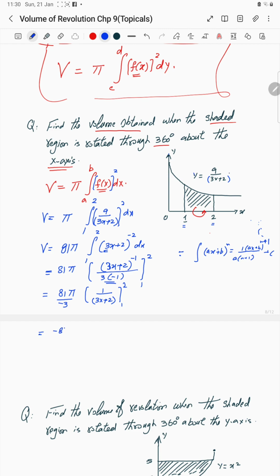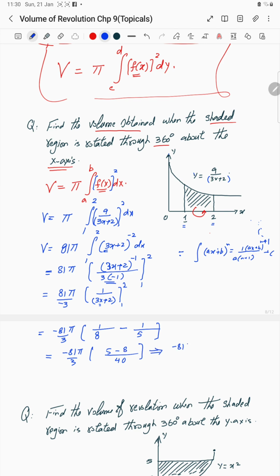It's minus 81 pi by 3. We will solve it later. Upper limit becomes, once you replace this x with 2, 2 times 3 is 6 plus 2, 8, minus the lower limit, 1 over 3 times 1 plus 2, 5. So you can simplify with the calculator, and it will be minus 81 pi, and 40 becomes the LCM, 5 minus 8.